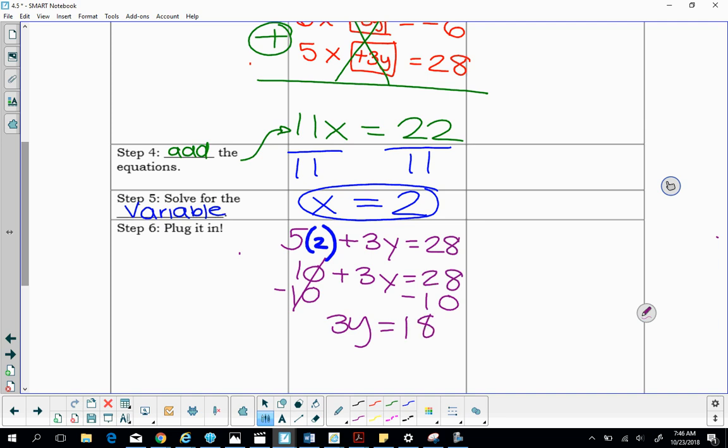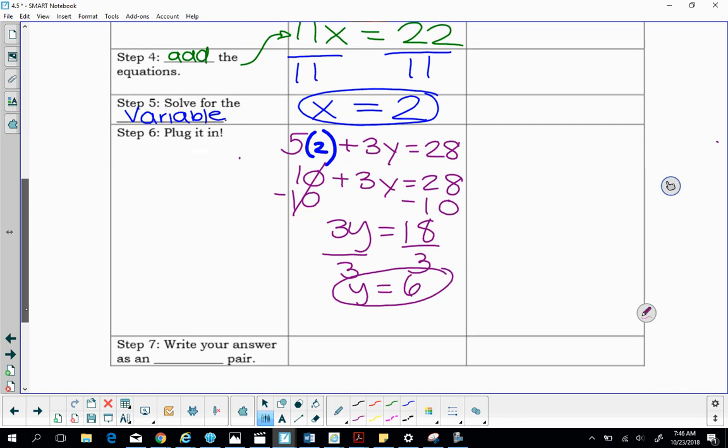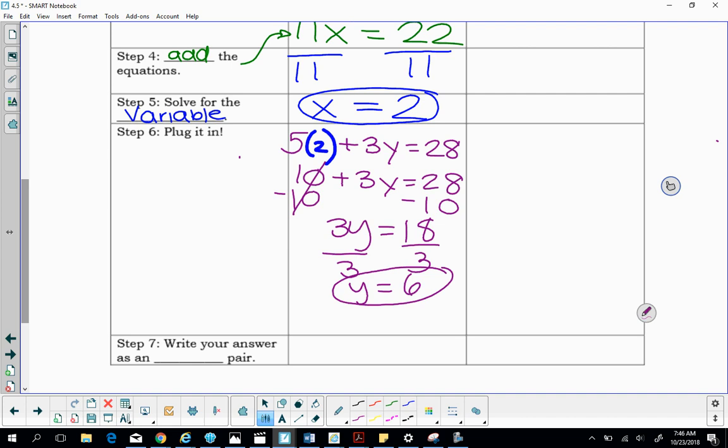Then what do we do? Divide by 3 on both sides. And you end up getting y equals what? Beautiful. So your y coordinate where they meet is 6. Even if you chose the first equation, you would have gotten the same answer. Last step, write your answer as an ordered pair. So cute couple we created, who are they? They're 2 as my x and 6 as my y.